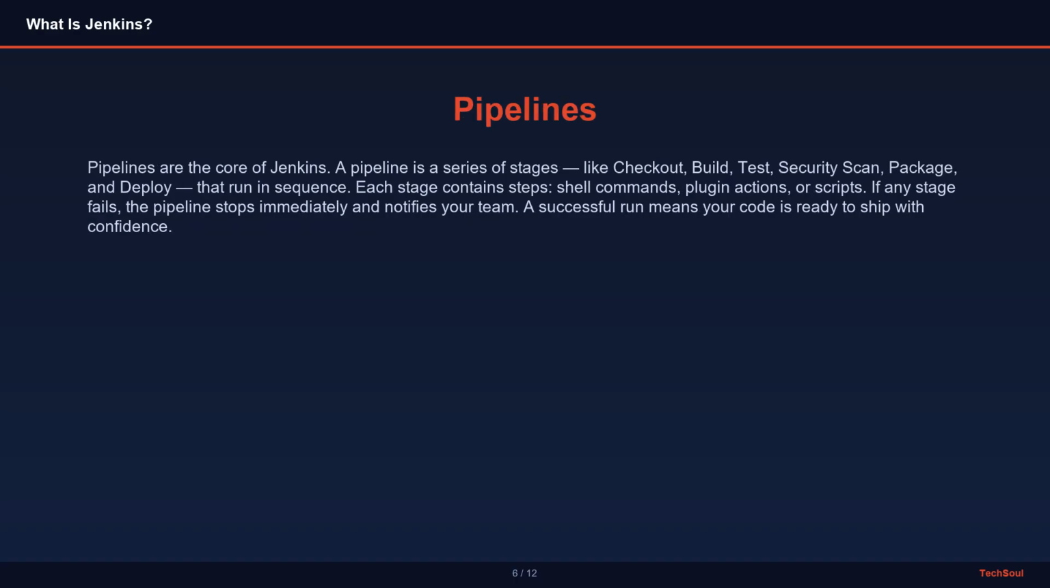Pipelines are the core of Jenkins. A pipeline is a series of stages, like checkout, build, test, security scan, package, and deploy, that run in sequence. Each stage contains steps, shell commands, plugin actions, or scripts. If any stage fails, the pipeline stops immediately and notifies your team. A successful run means your code is ready to ship with confidence.